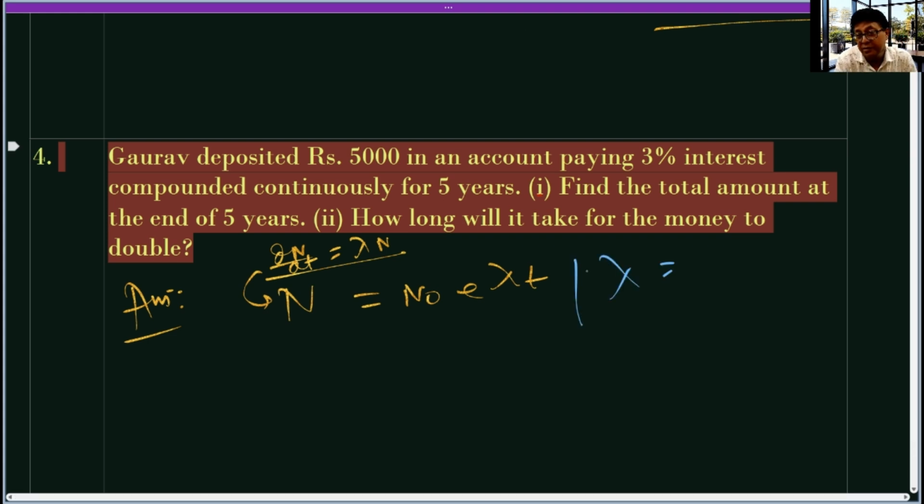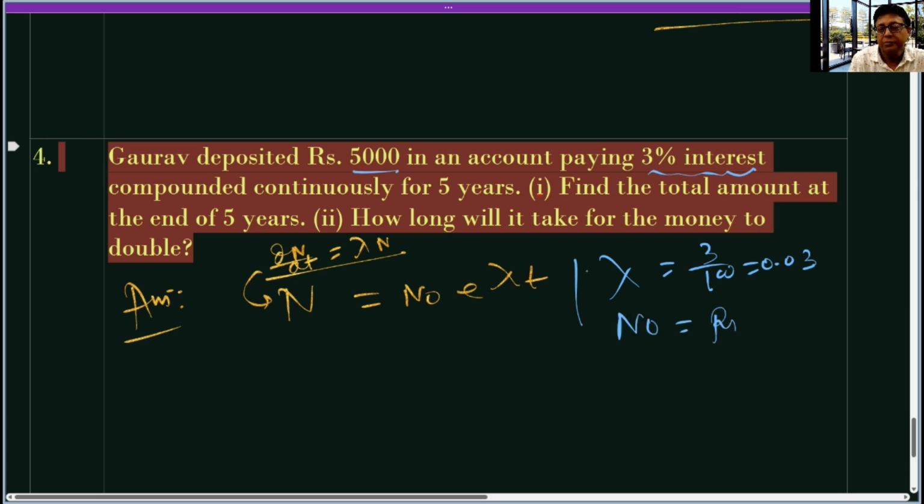Lambda is what? This is growing this way, 3 by 100, 0.03. Agree or not? 0.03. Clear? So, use this equation, compounded continuously for 5 years. Say, this much will be N0, rupees 5,000.